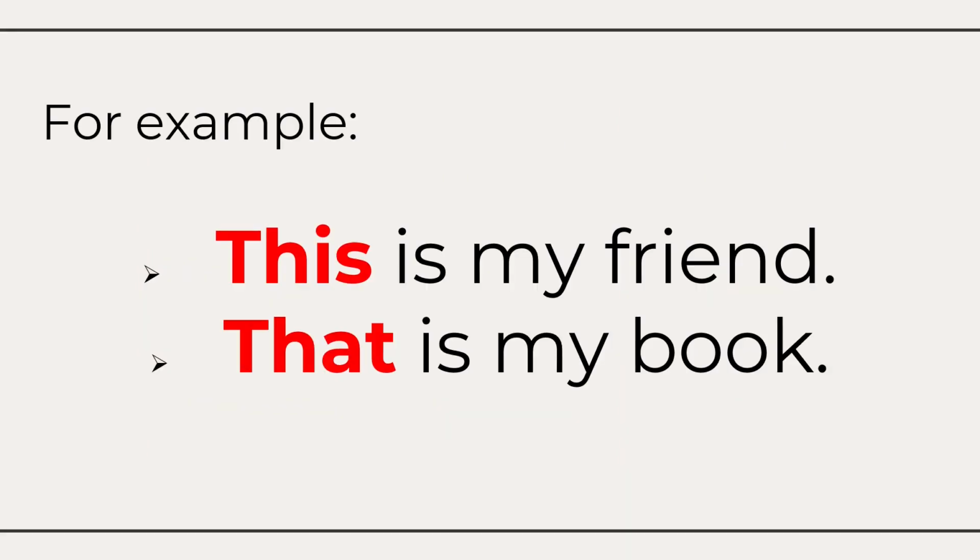Look at these examples. This is my friend. There is only one friend, so this has been used, and it also shows that the friend is near you. So the word this tells us that there is one friend and he's near you. Now let's see the next example. That is my book. So that is used because there is only one book and that book is far away. Both of these words, this and that, point at something. In the first example, it points at the friend, and in the second example, it points at the book.